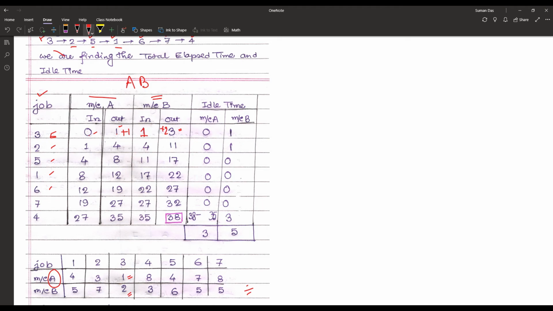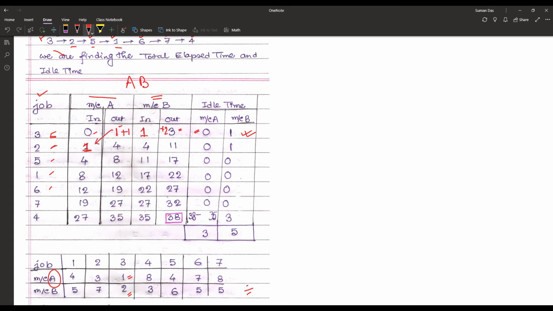So that is the idle time for machine B at that job. For job 1, for machine A, there is no idle time. Now job 2 starts from 1, because job 1 ended on 1 for machine B.